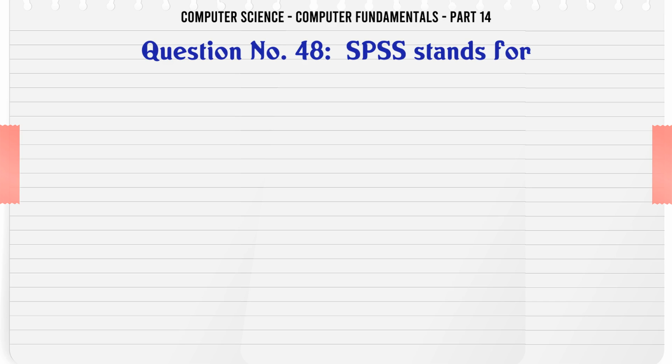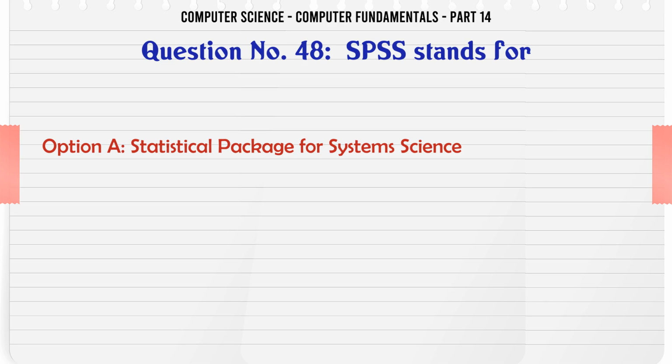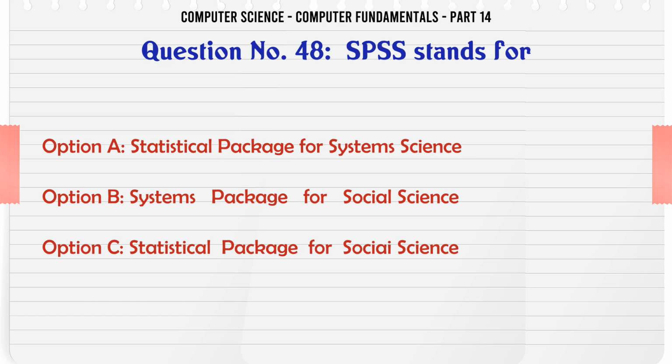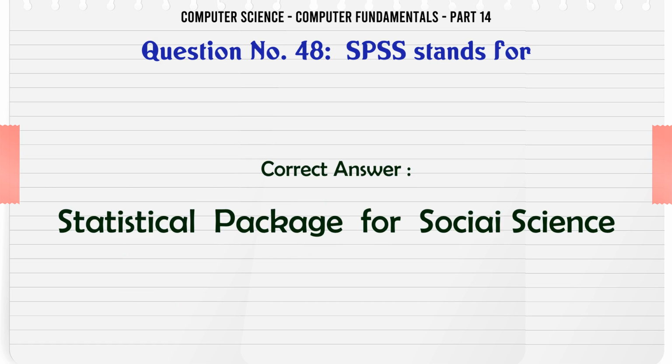SPSS stands for A. Statistical Package for Systems Science. B. Systems Package for Social Science. C. Statistical Package for Social Science. D. All of the above. The correct answer is Statistical Package for Social Science.